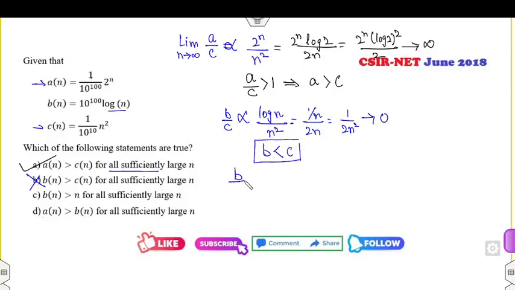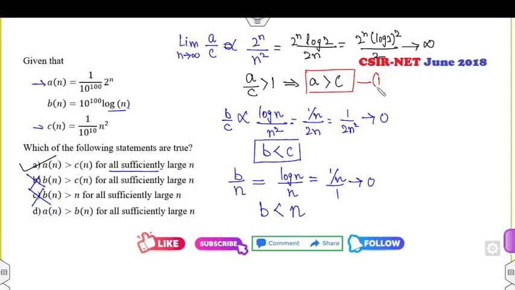Cn is greater than n. I can divide b by n, that is log of n over n. Again, it's infinity by infinity, so that will go to 0. Therefore, b is less than n. Now a is greater than b. So clearly from equation number 1 and equation number 2, b is less than c is less than a. So a is greater than b is the correct one.